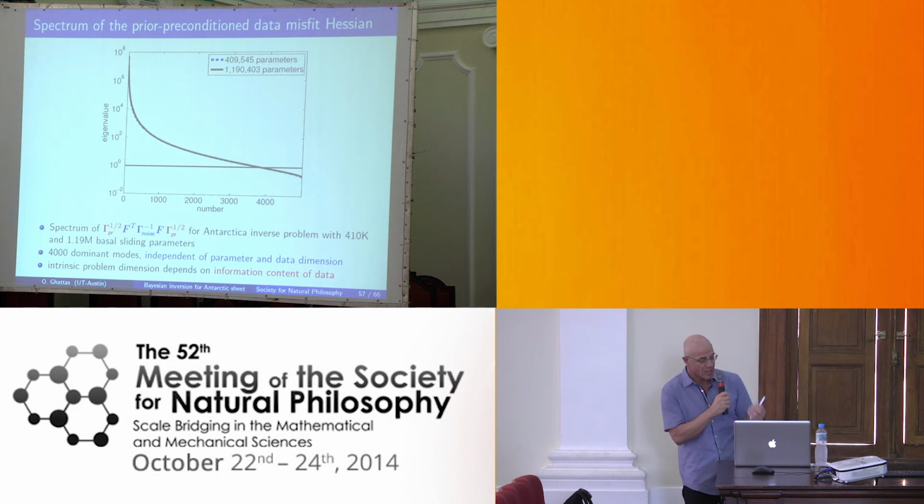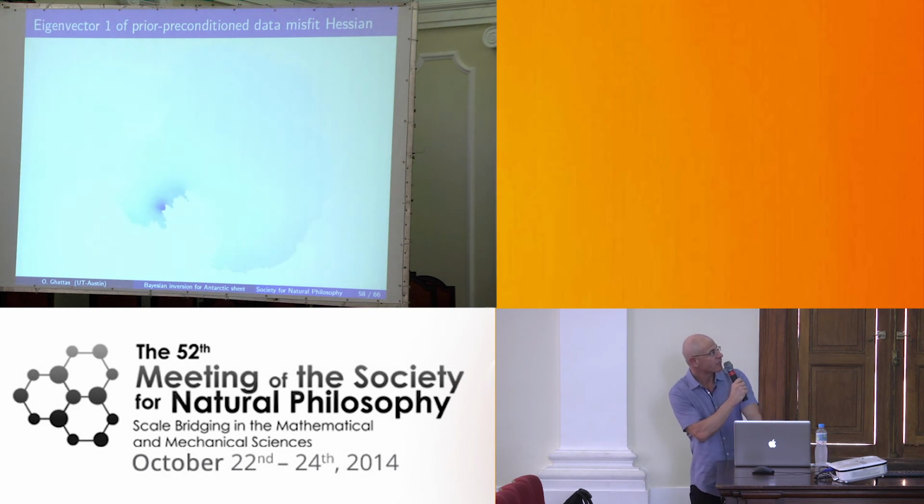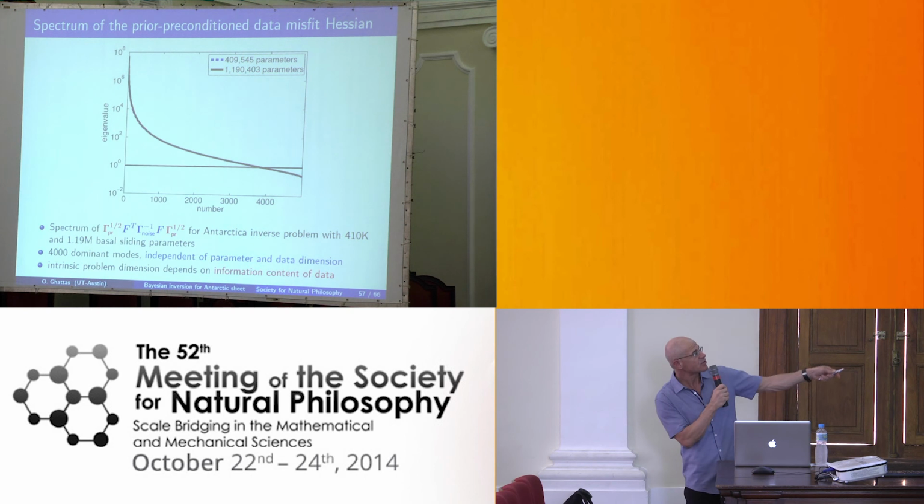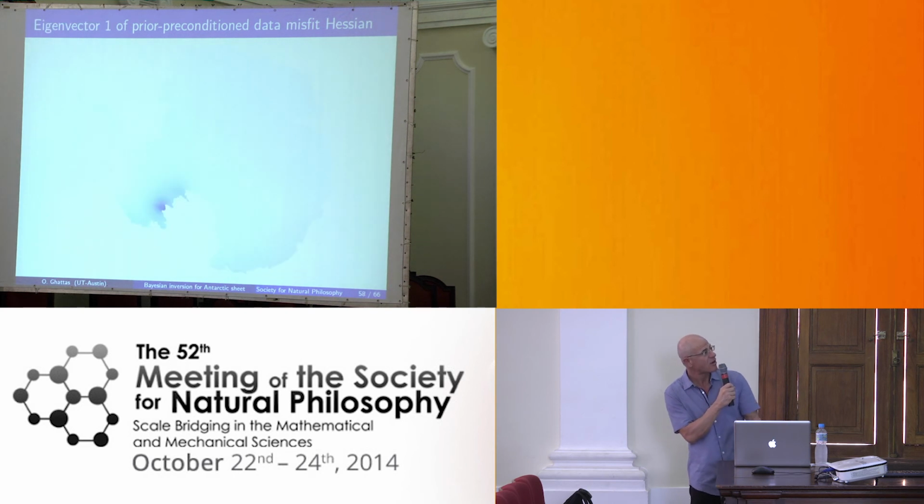So it's interesting to visualize what the data are telling us about this basal traction field, this basal sliding parameter field. Again, these aren't showing up very well, but this is the first eigenvalue. I'm going to show you a few eigenvectors taken from here. This is the first one. The data are most informative about this. You can see it's smooth, but it's certainly localized. It doesn't have global support. So most of the information is this Ross ice shelf area and this region of West Antarctica there.